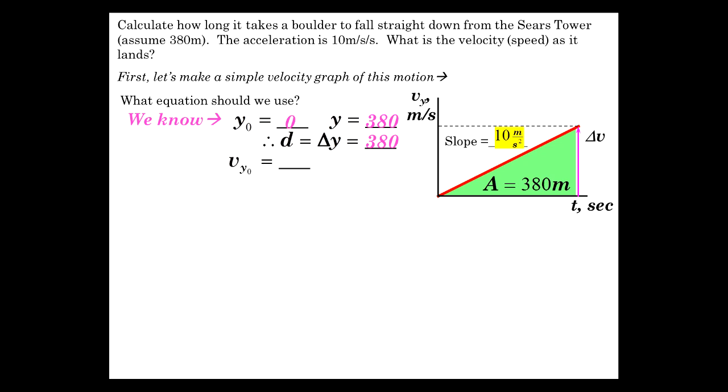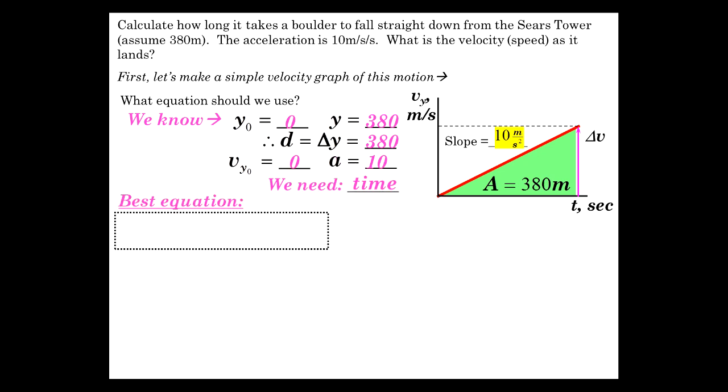Vy0, we don't throw it down, we drop it. So the initial vertical velocity is 0, and the acceleration is 10 meters per second squared. What do we need? Well, it says calculate how long. So we need time. All right. So what equation are we going to use? It has everything in here, including the time. And upon a few moments reflection, you will choose equation 5. So there it is.